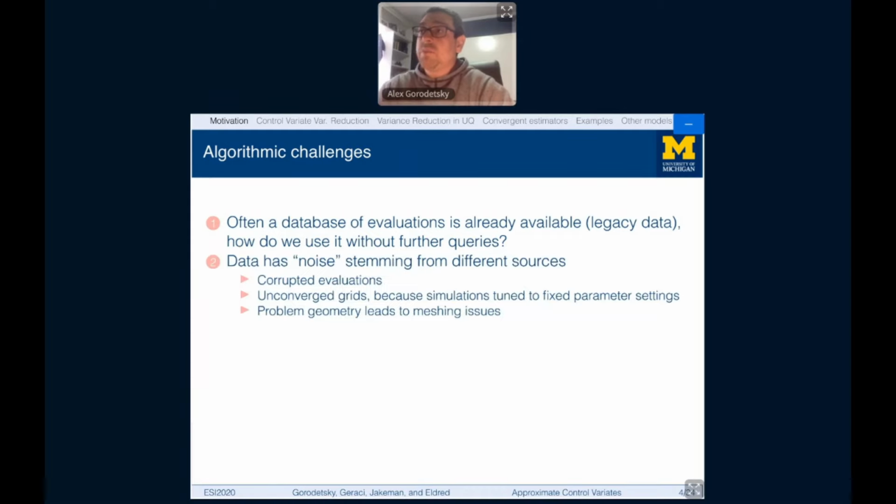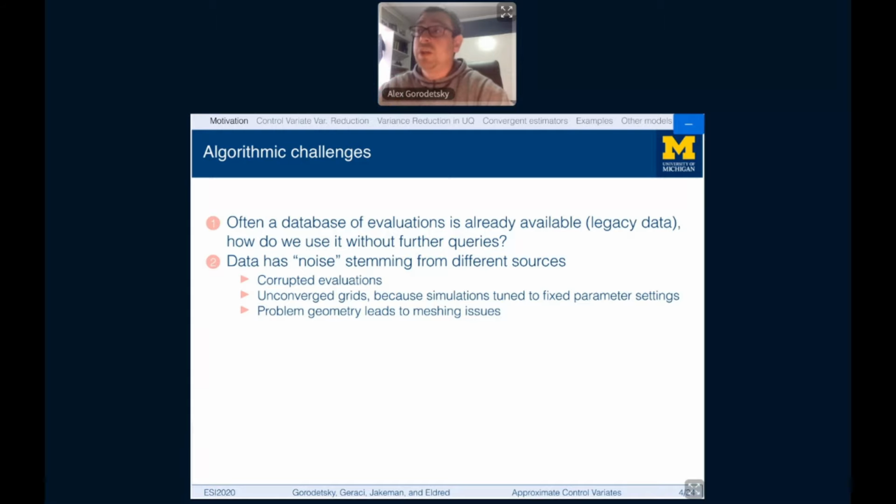Another problem is that data has noise, and noise, I use this very loosely. It could mean actually corrupted evaluations, but it could also mean, for instance, numerical noise that comes from unconverged grids. And this happens because when you develop simulations, you often tune the solvers to fixed parameter settings. You can't explore all of the parameters, all of the uncertainty. And so the simulations may not be as converged as you think in that whole domain.